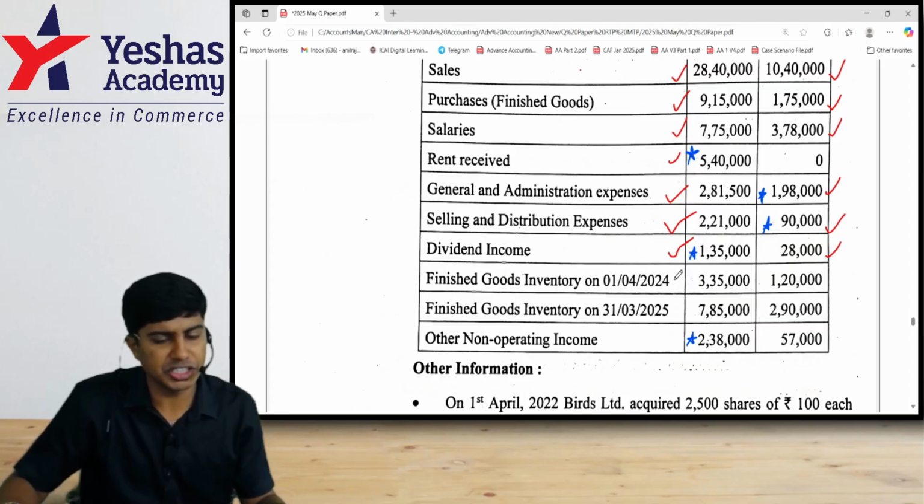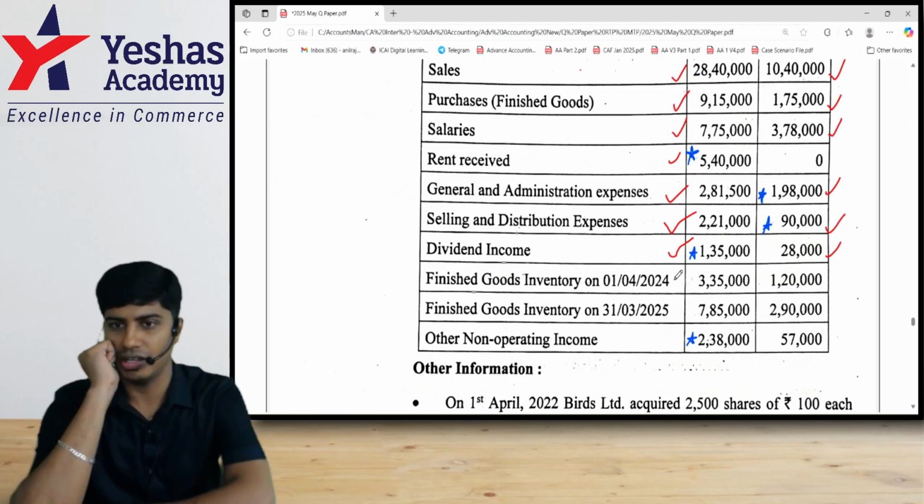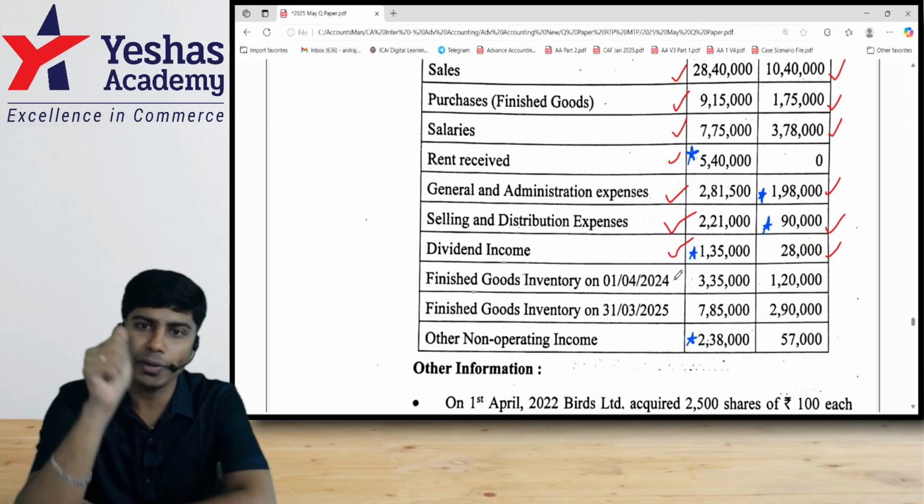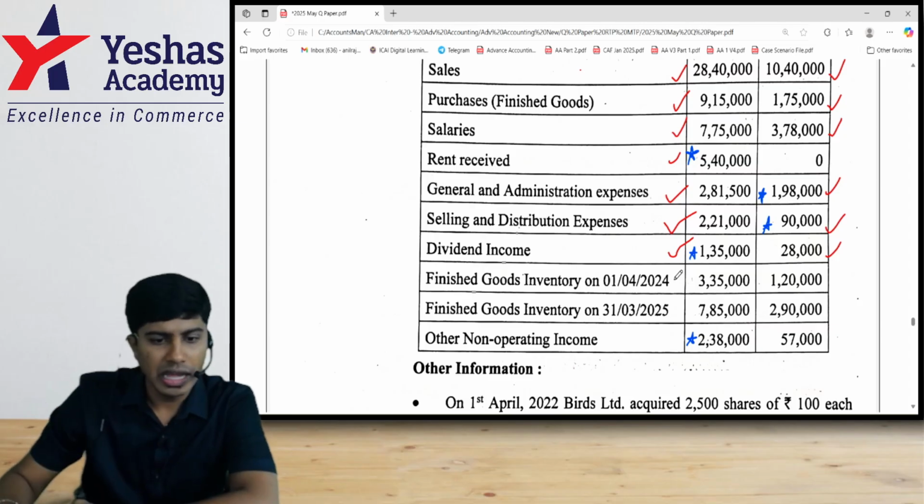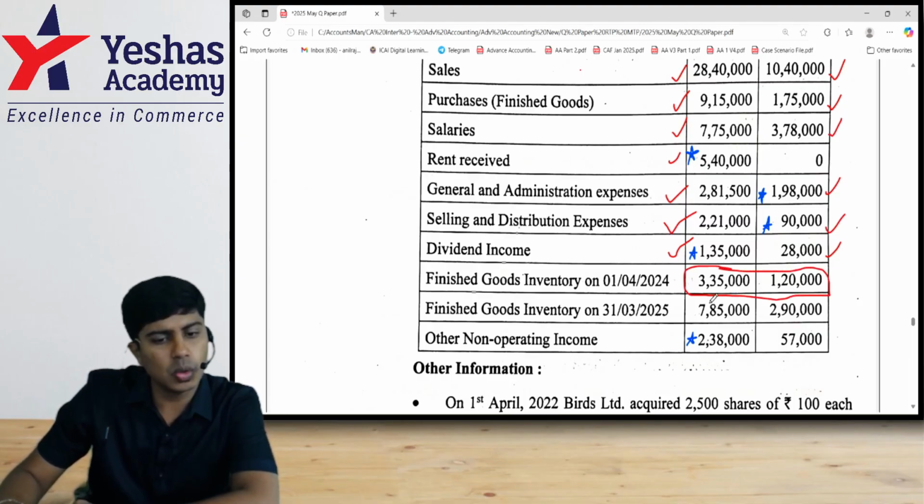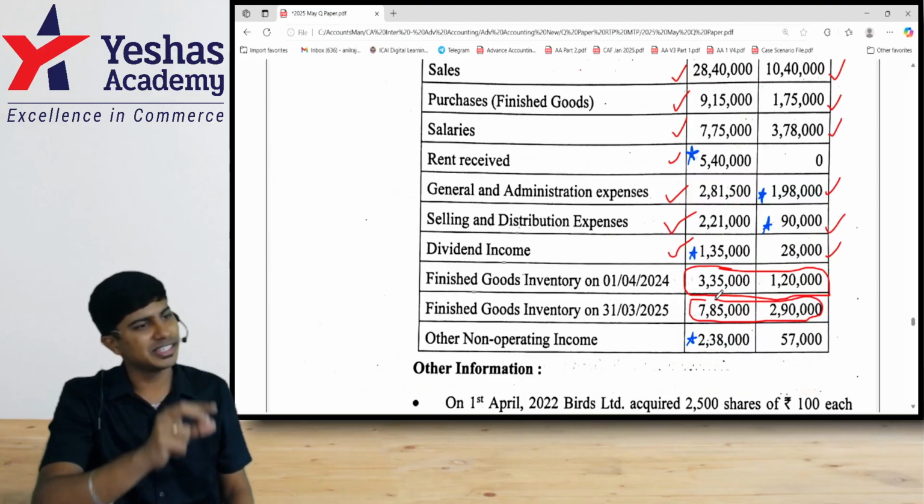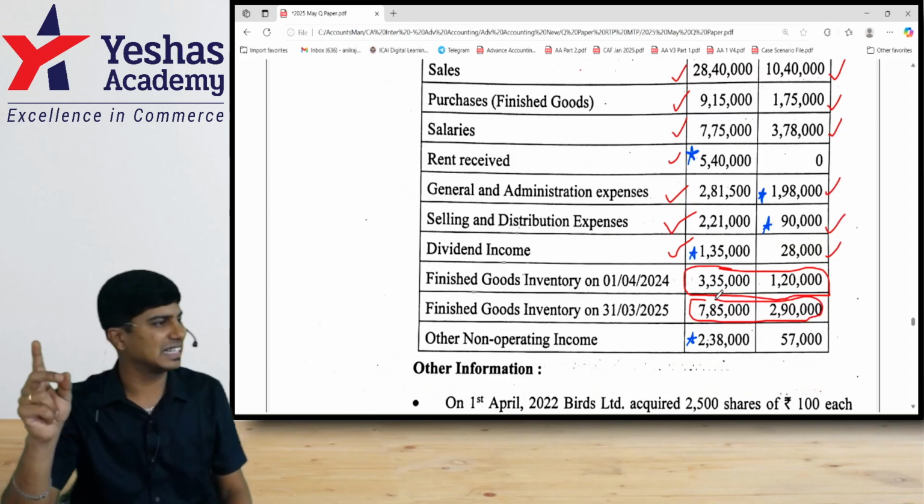Then we have finished goods. Finished goods will be used in identifying our changes in inventory. Changes in inventory is opening minus closing. I will take opening of holding and opening of subsidiary together, and then I'll take closing of holding and closing of subsidiary together, and then deduct. Or you can individually take changes in inventory of holding, opening minus closing, changes in inventory of subsidiary, and then take the net as well.